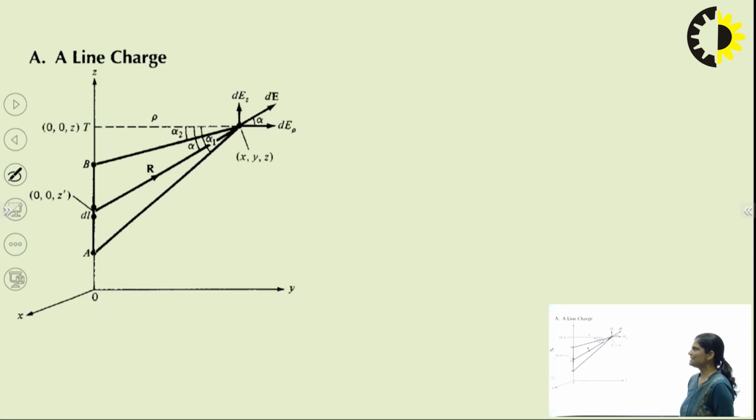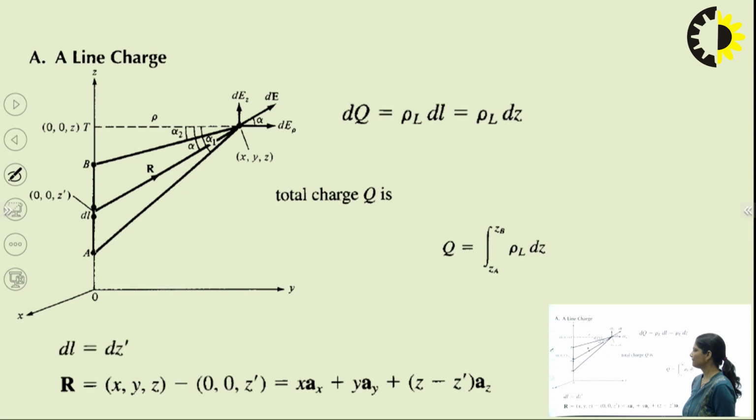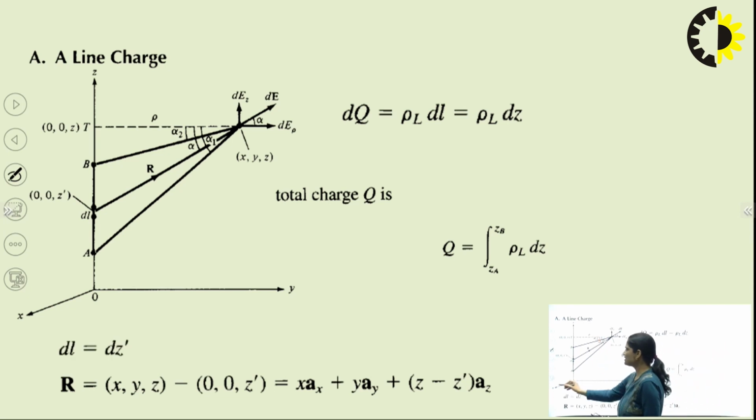Now, first one is line charge. This is the x-axis, this is the y-axis, this is the z-axis, and this is the origin. Let us consider a point P here, or you can consider it as O. Its coordinates are x, y, z. And this is the line with points A and B.